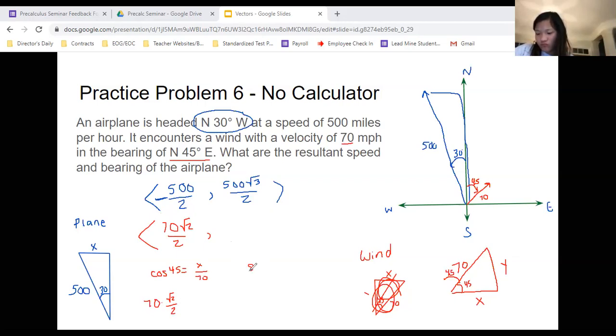Then my y component, I can set up sine of 45 equals y over 70. And this is a nice isosceles triangle. I'm actually going to get the same thing. So this is 70 root 2 over 2. So those are my two components, or my components of my plane and for my wind. Get rid of this triangle too.